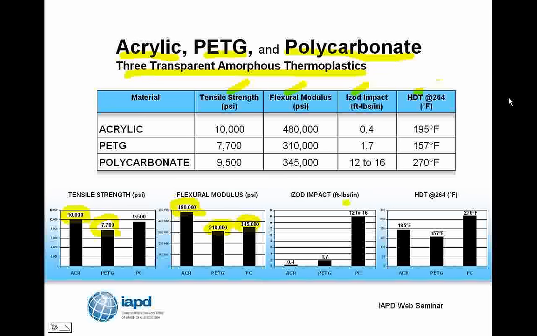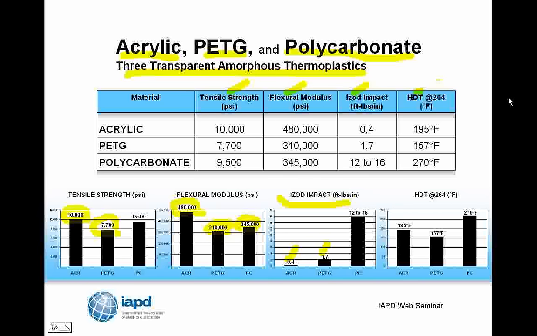Now, on to notched Izod impact strength. This is the toughness of the material. And you can see acrylic is characterized by fairly low toughness. It's quite brittle. If you don't believe the graph, go to your local mall and look around at all the displays that the kids working at the mall have knocked on the floor. And you see acrylic, while it's beautifully clear and quite strong and quite stiff, is quite brittle.